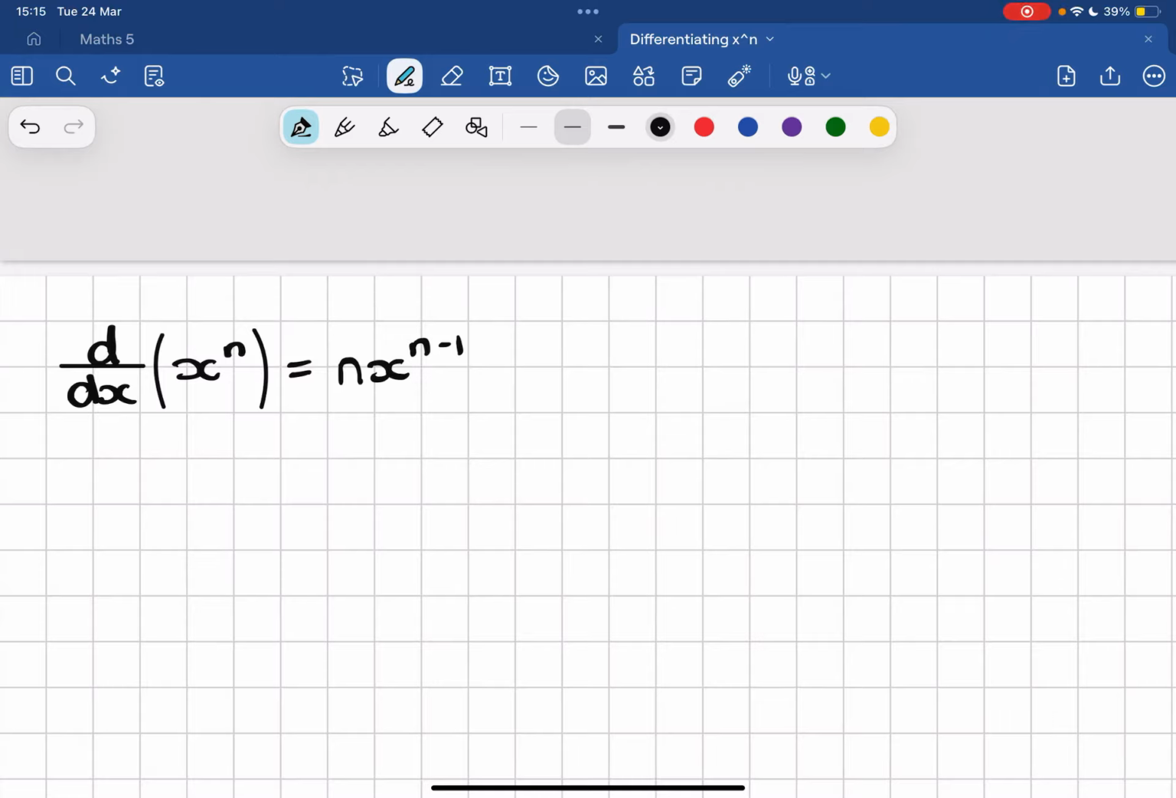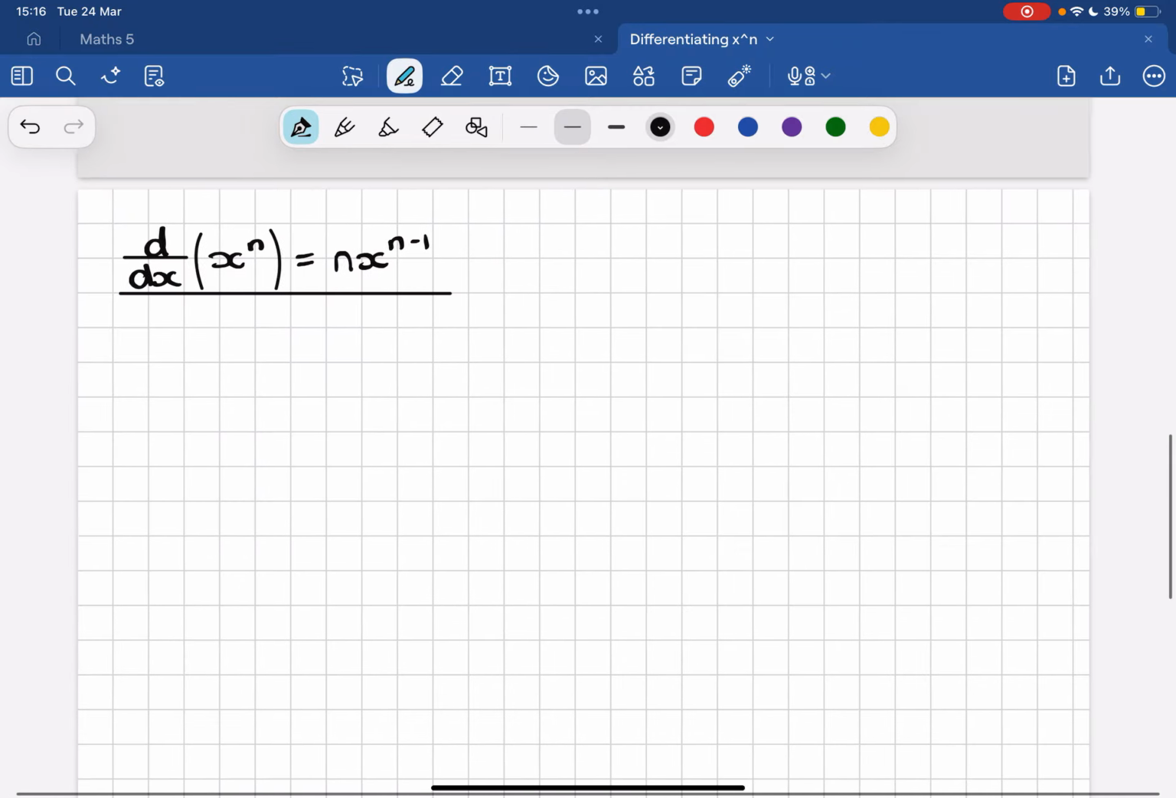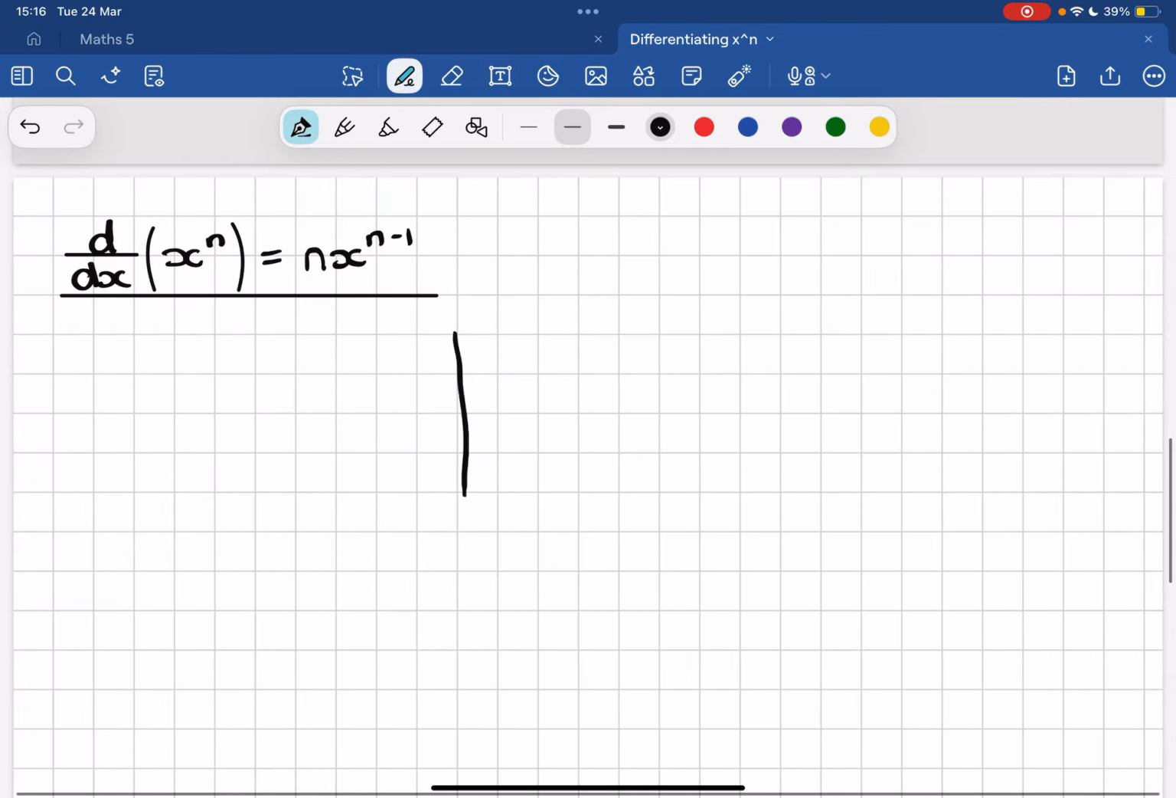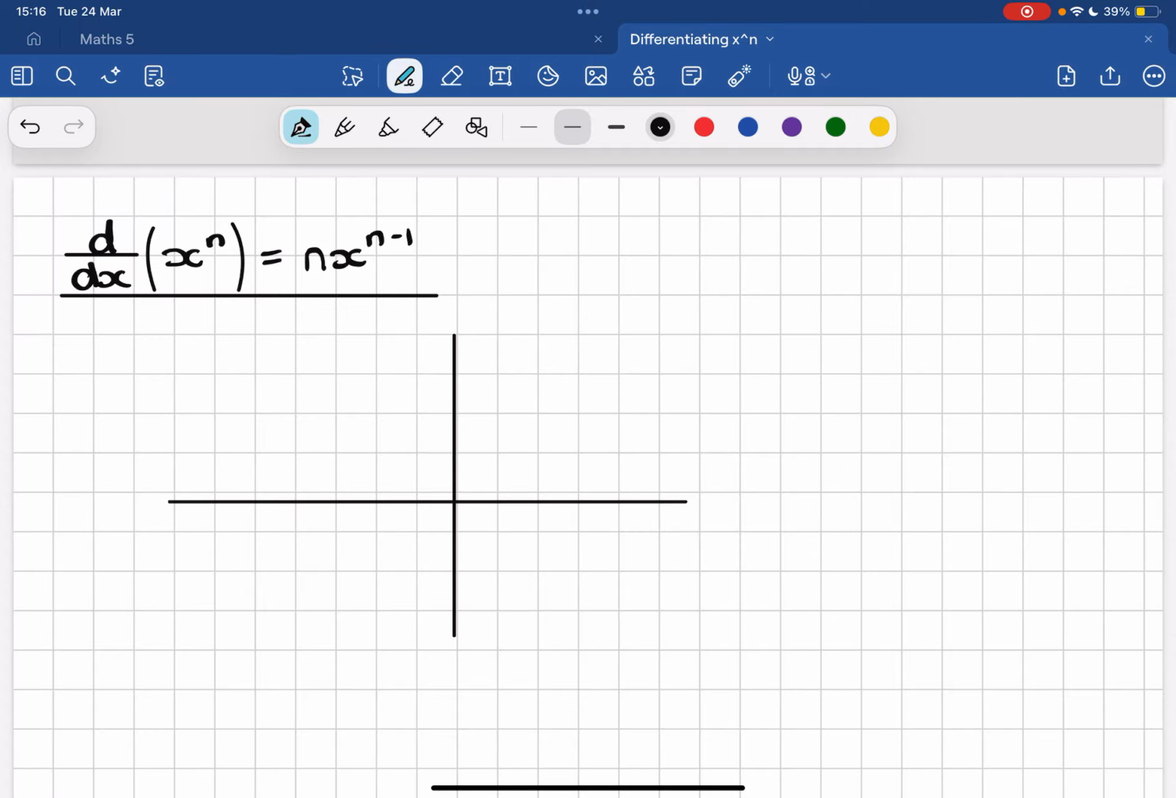Yes guys, today we're proving why the derivative of x to the n equals n times x to the n minus 1. So let's take any part of the graph x to the n. Now x to the n can look like a lot of things, so let's just take a section of it. Let's just say x to the n looks like that, for example.